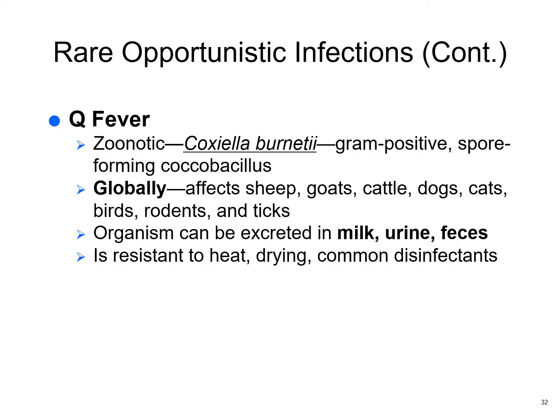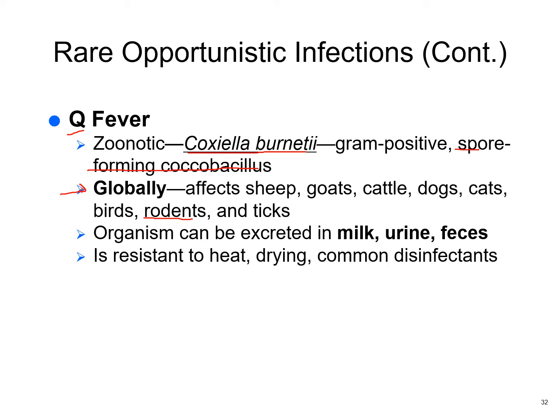Q fever. It's called Q fever because it was a question. What caused it for many, many years? It is a zoonotic disease. You get it from livestock, sheep, goats, cattle, dogs, cats, birds, rodents, and ticks, especially rodents. But they finally discovered it's caused by Coxiella burnetii, gram-positive, spore-forming coccobacillus. Not something too common here, but it is common in some of the developing countries.